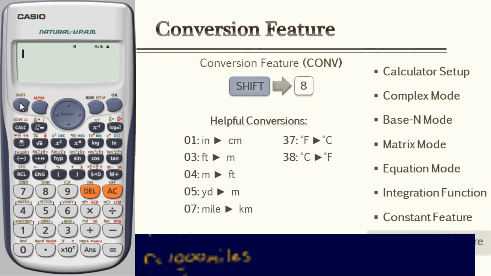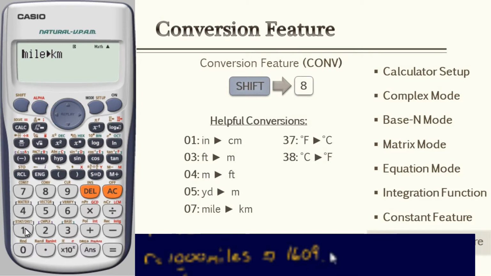So we're going to use shift, and then if you look at 8 right here, you see right above 8 it says conversion. And now if you look on the back of your casing, just like constants, you'll see at the very bottom of your casing a list of unit conversions. I want to go ahead and convert miles to kilometers. So if you look on your casing, it's going to be option 7. So it's going to be 0, 7, and then it's going to be miles to kilometers.